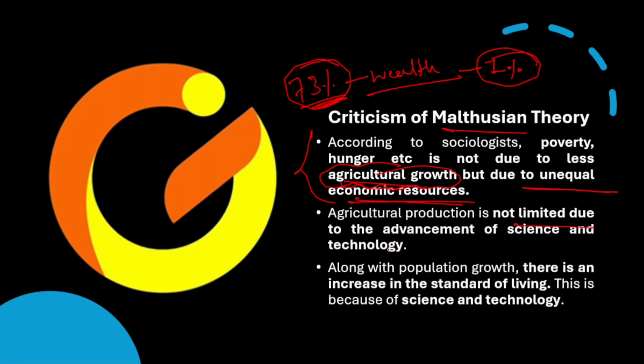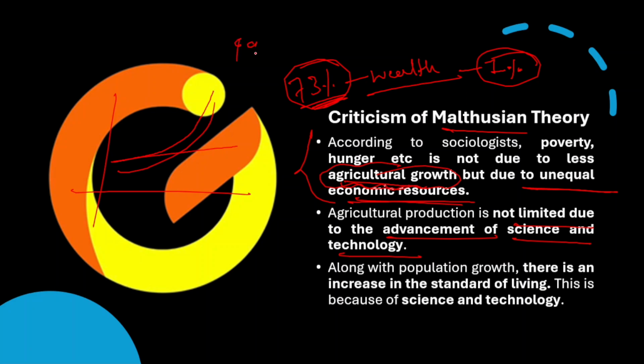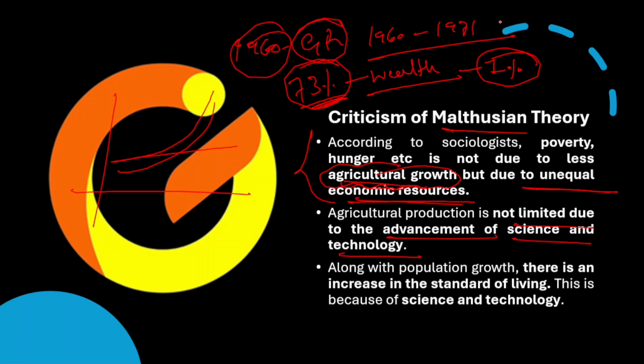Agriculture production is not limited, due to the advancement of science and technology. Yes, this is also true, because it's a criticism. Because Malthus says, as the population is increasing the food production remains linear, but food production also increases. Why? Because we introduced technology. Because in the 1960s, India introduced the green revolution. Due to the green revolution, food production in the country increased tremendously from the 1960s to 1971. Food production increased by 60 metric tons plus in the economy, which means that is a huge increase. Technology can match with the population.